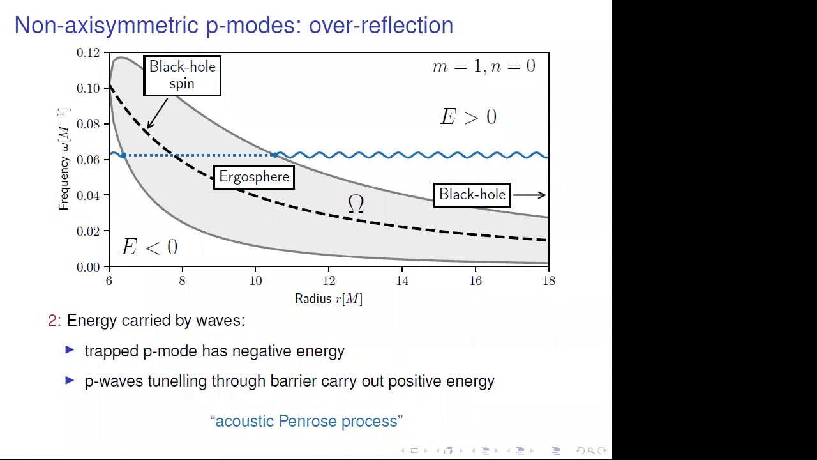For example, we have this overreflection, or the so-called Penrose process. You know the Penrose process: you have an ergosphere. In the ergosphere, some particles can have negative energy. So you take a particle and split it into two parts. One part has negative energy, and the black hole eats this.